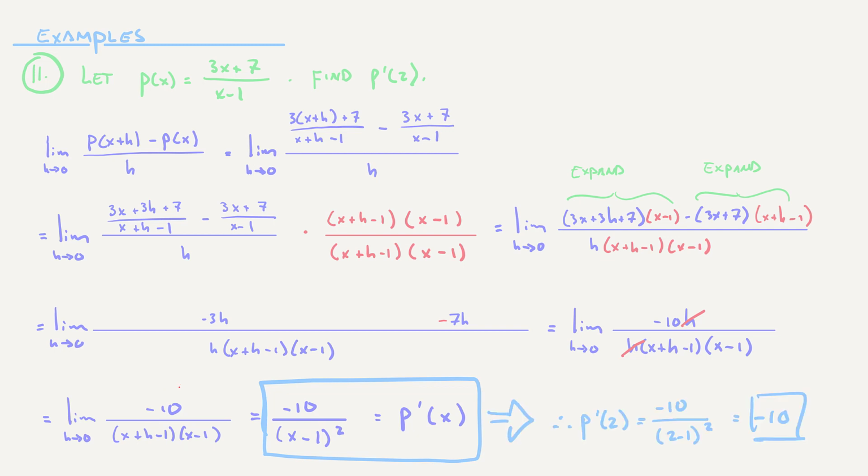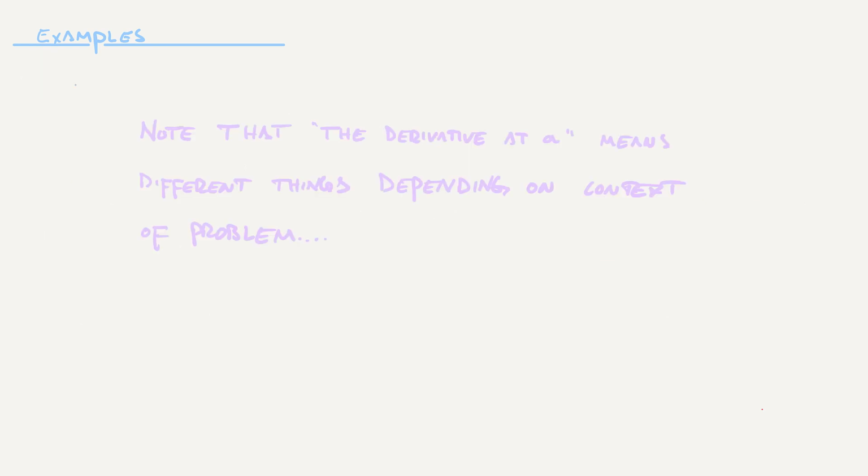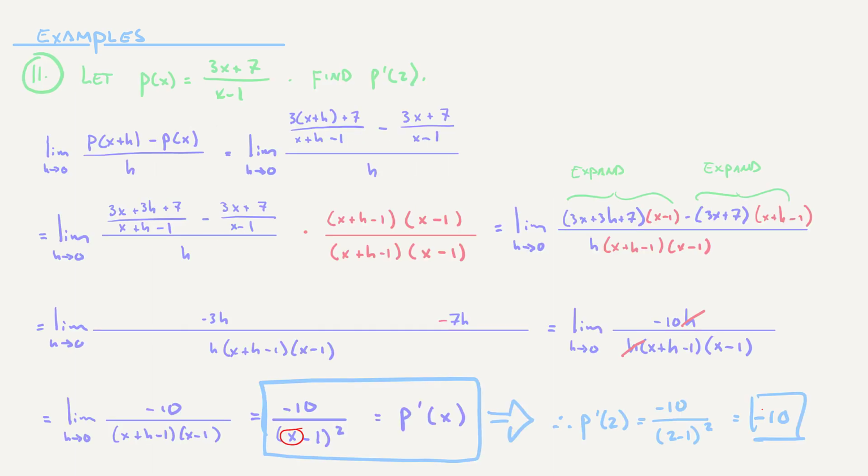Now we're supposed to find p prime of 2, the derivative at the point 2. What's the slope at 2? So I just plugged in 2 for x, and I got negative 10 divided by 2 minus 1, which is 1 squared. So negative 10 divided by 1 is negative 10. Now I want to point out that the derivative at a could mean different things depending on the context of the problem. Here, it was just the rise over the run at a specific point, right? There's really no context to these equation stuff.